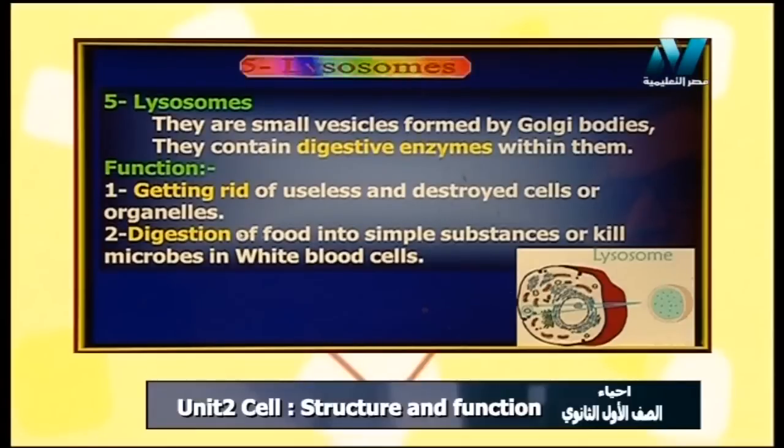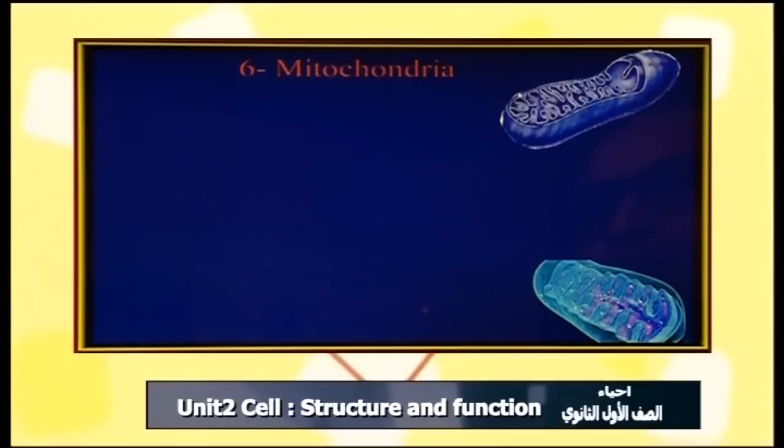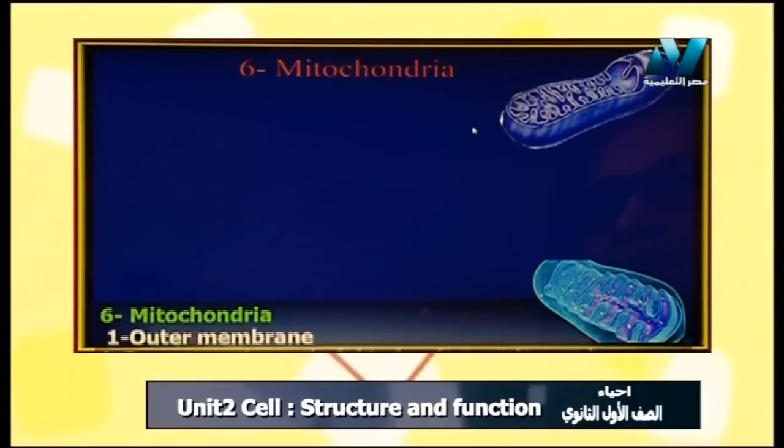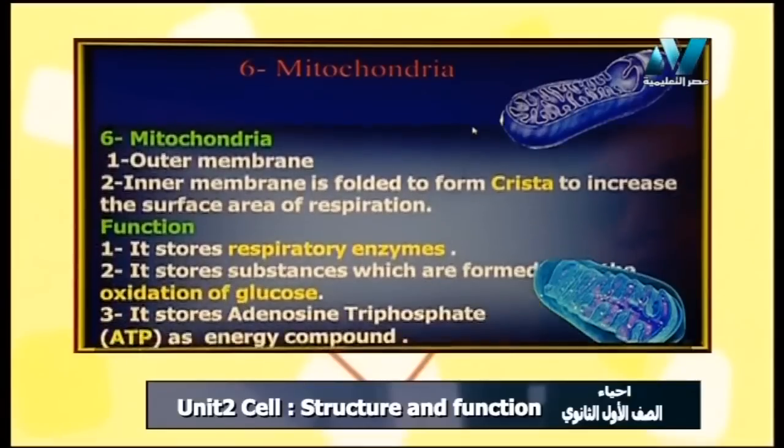Lysosomes exist in the small intestine, for example, because they contain digestive enzymes to digest the food, but they are also located inside the white blood cells, containing enzymes to digest and kill the microbes. These are the lysosomes. Now let's move to something very important called mitochondria.